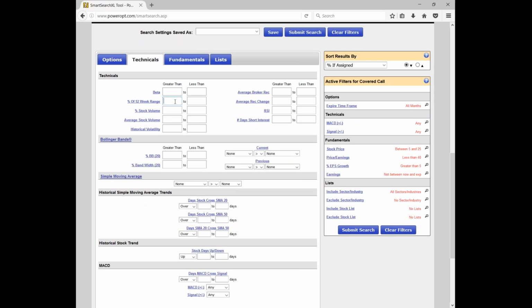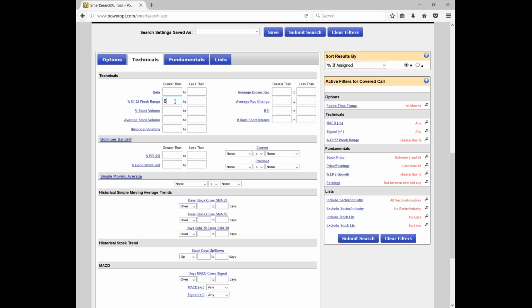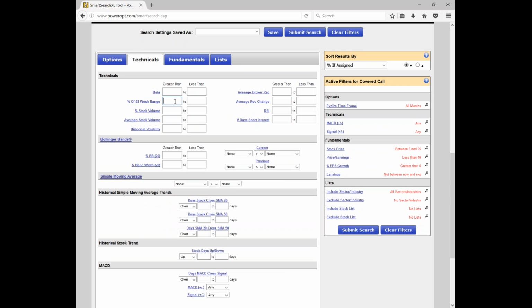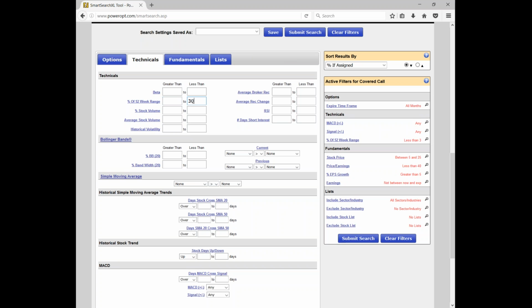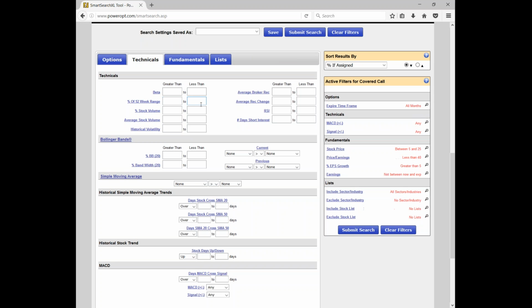If you wanted to look for stocks that were trading in the upper range of their 52-week high and low, well, I might just put in a percent of 52-week range of greater than 80. But if you also want to bottom feed a little bit, you want to look for stocks that are depressed. Well, I might look for stocks that are in the lower 30 percentile, less than 30% of their 52-week range.